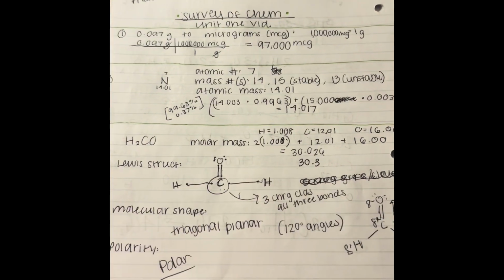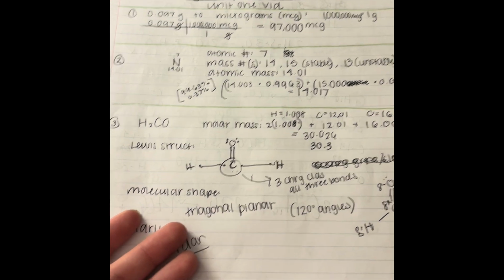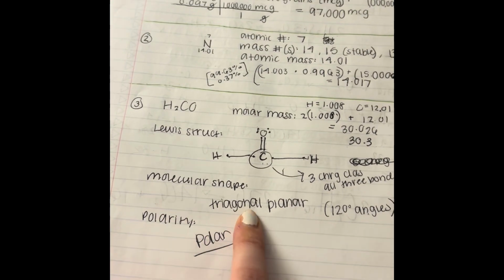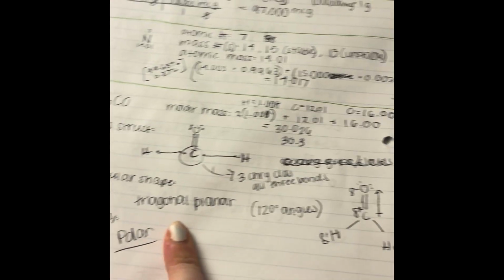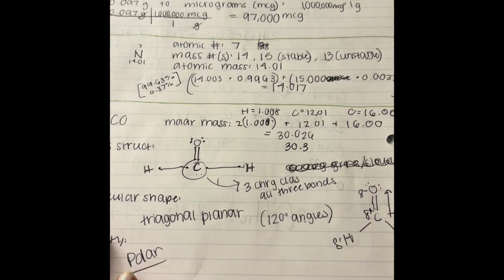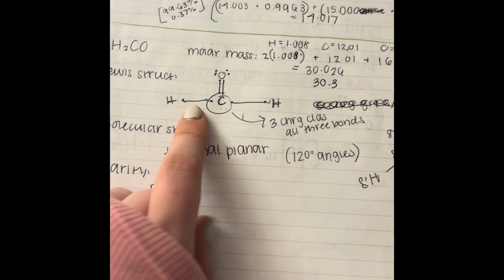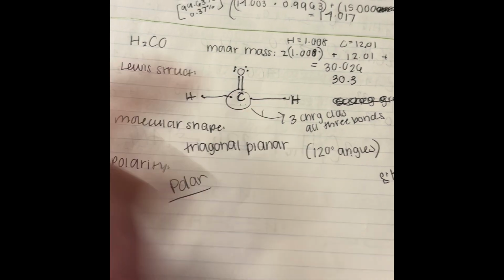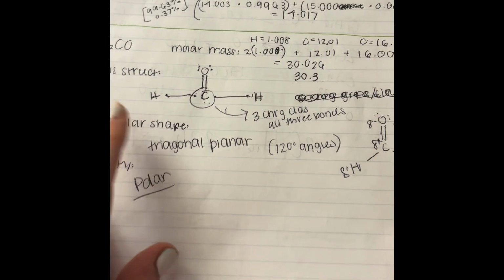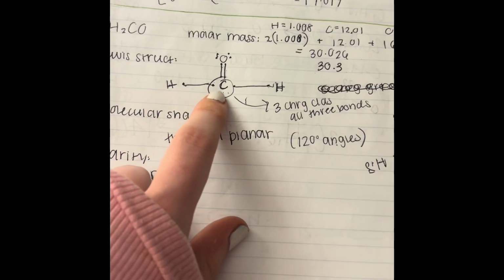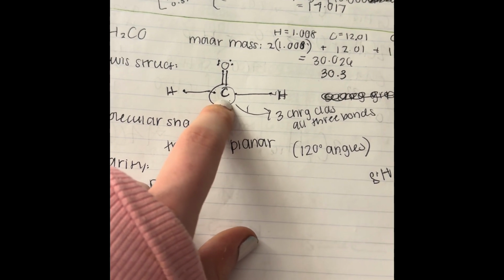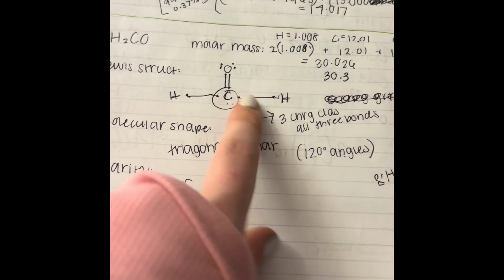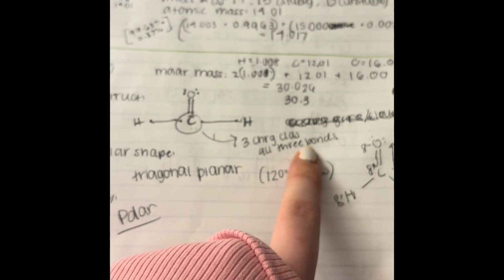Okay, so next is what is the molecular shape of this compound? So it's going to be trigonal planar, and this is determined by the number of charge clouds our center atom carbon has. Every bond, whether single, double, or triple, counts for 1 charge cloud. And it does not have any unbonded charge clouds, so it just has 1, 2, 3 charge clouds, and all 3 are bonds.